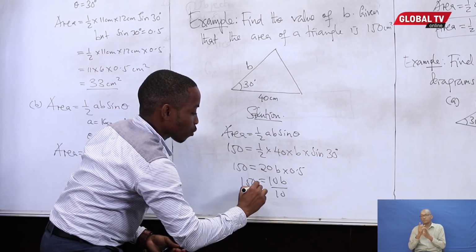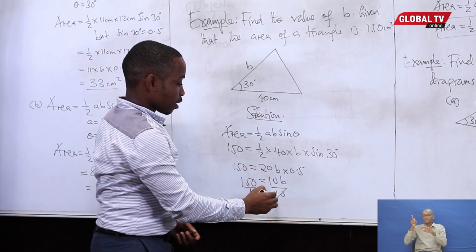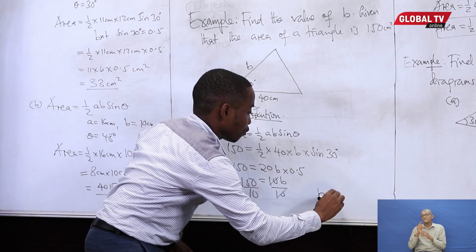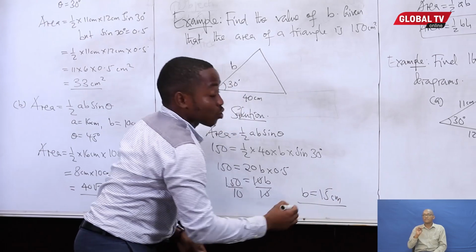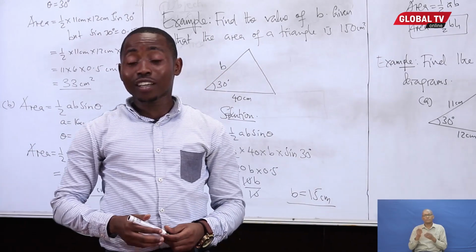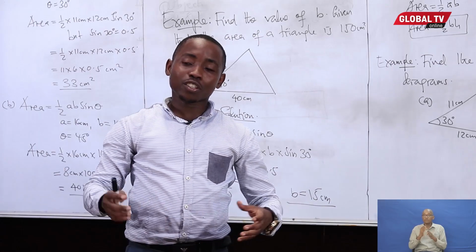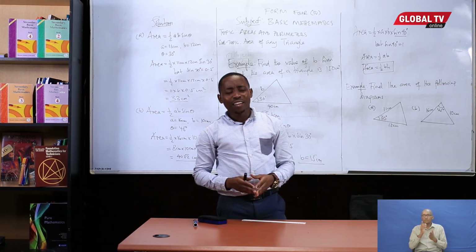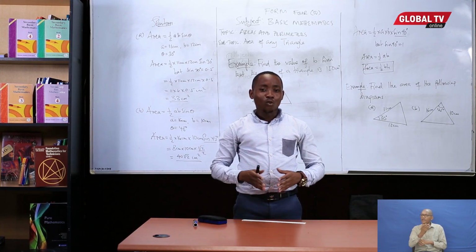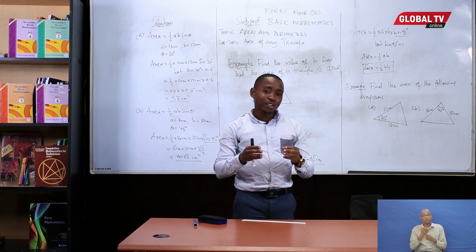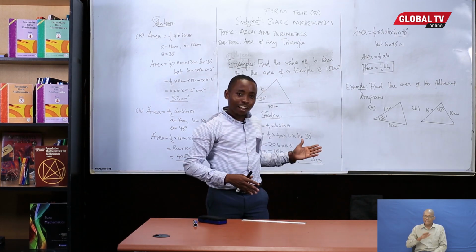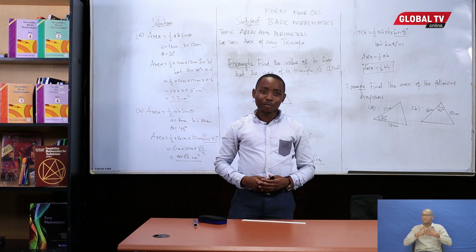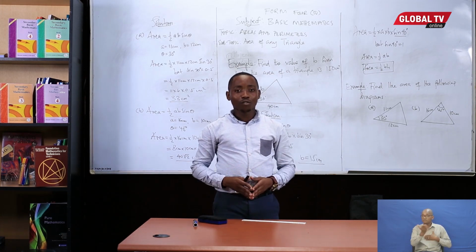If we divide by 10 throughout, this 10 and this one will cancel. We are going to get the value of B equals 15 centimeters. So it's not always that you will be given a question in which you are supposed to find the area, but as you know the format of the formula, you can be asked to find anything. What you are required to know is that you can use the concept of area to find anything required by the examiner. Thank you very much for this wonderful lesson. Thanks for being together up to here.